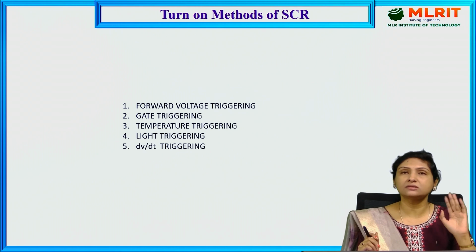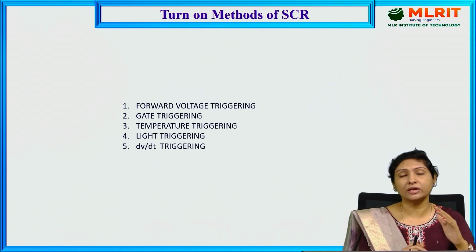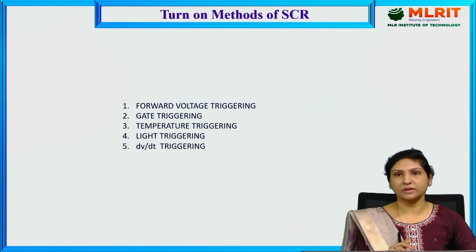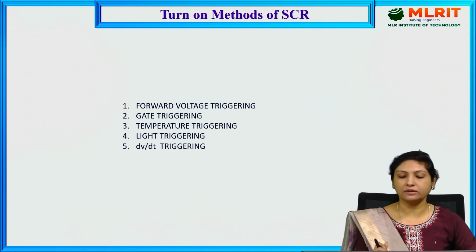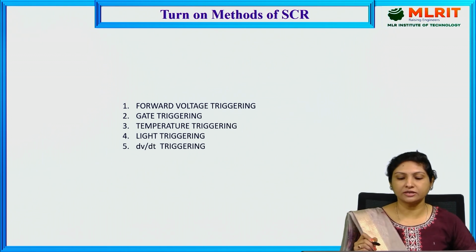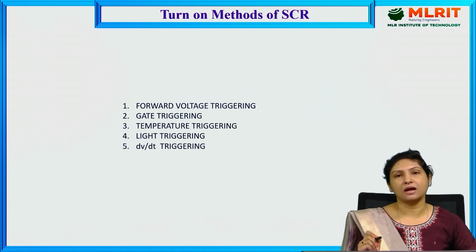What are the various turn-on methods of SCR? How can we bring the thyristor into the on state? So these are the various methods which we follow: forward voltage triggering, gate triggering, temperature triggering, light triggering, and dV/dt triggering.